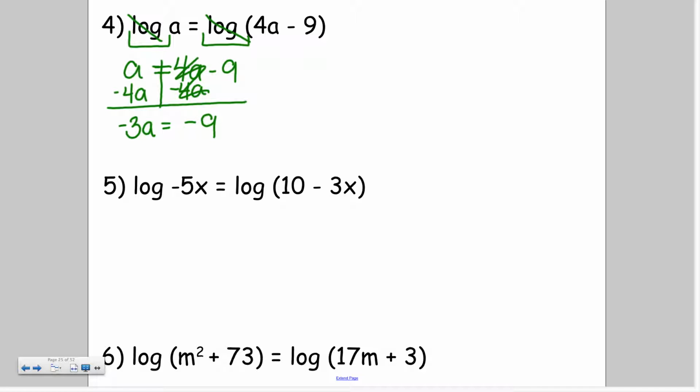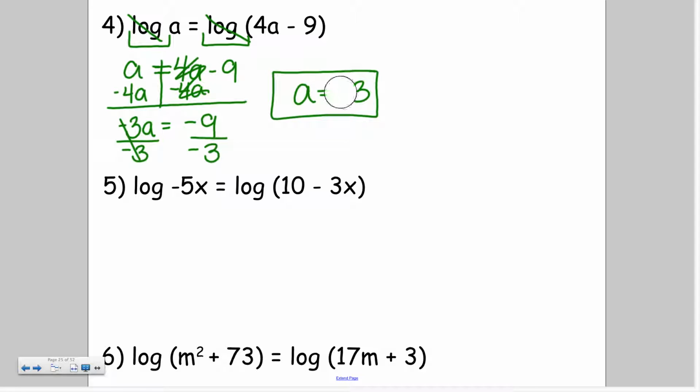Now, we need to divide by negative 3. Remember, you divide by the number that is next to the variable, but you also take the sign with it. And this one's a negative, so we have to take that negative. So negative 3 divided by negative 3 cancels. Leaves us with A. Negative 9 divided by negative 3, sorry, positive 3, because the negatives cancel. So positive 3.